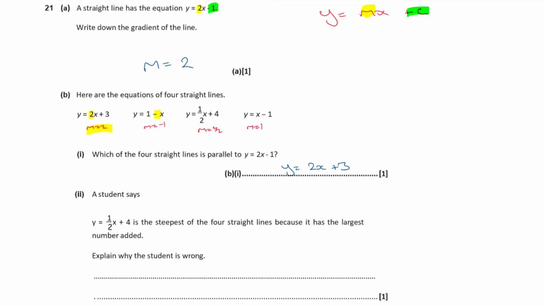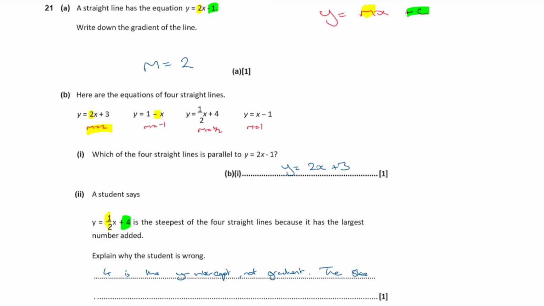Finally, part 2 says, a student says y equals a half x plus 4 is the steepest of the 4 straight lines because it has the largest number added. Explain why the student is wrong. Well, the student is wrong because he's looking at this 4 here and saying that's the largest number added, so it must be the steepest. But that number on the end is the y-intercept, isn't it? It's not the steepness. It's the gradient, the number at the front, that represents steepness. So he's wrong because 4 is the y-intercept, not the gradient.